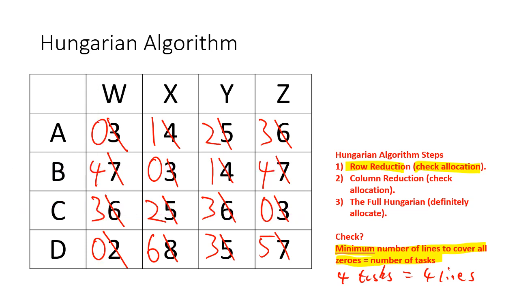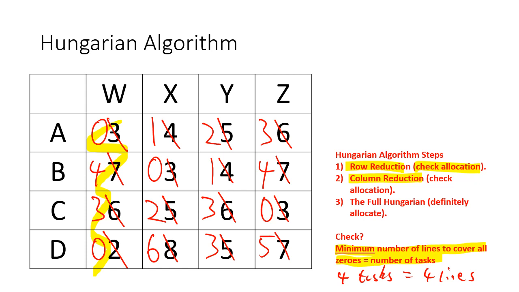So let's delete that, and then we're going to go to some green, I think would be nice. The next step we're going to do is actually called column reduction. Basically we look at each of the columns.